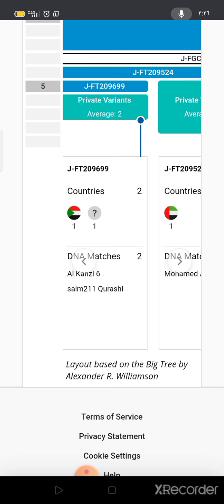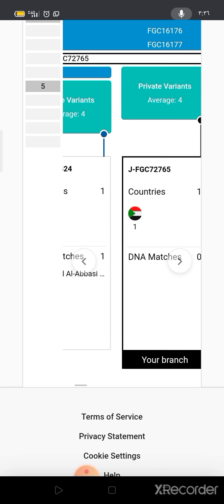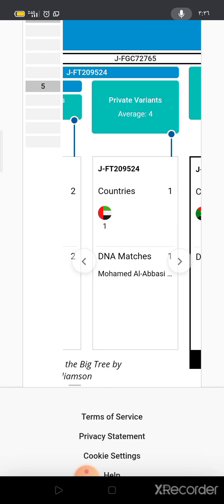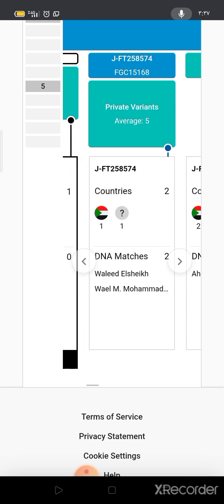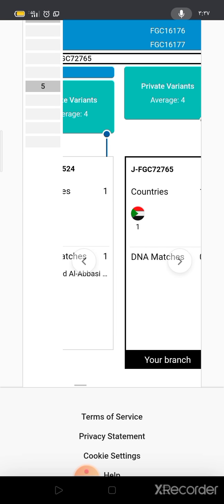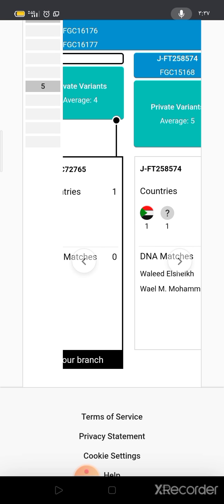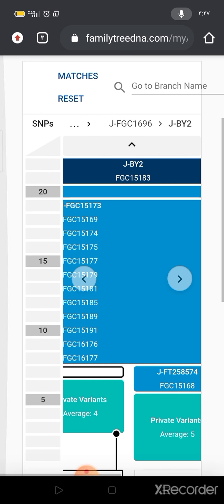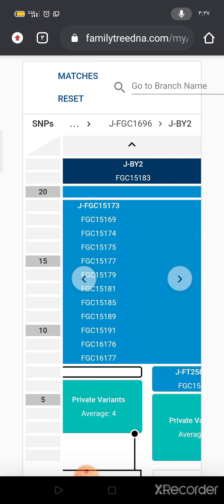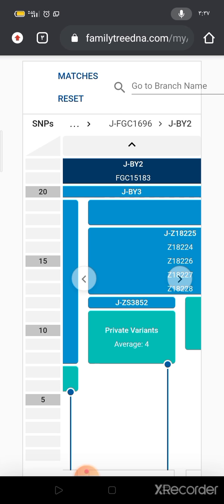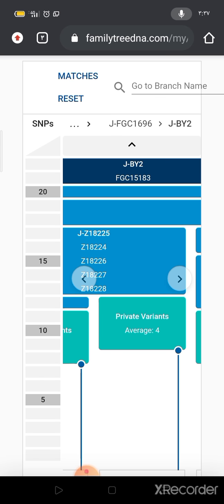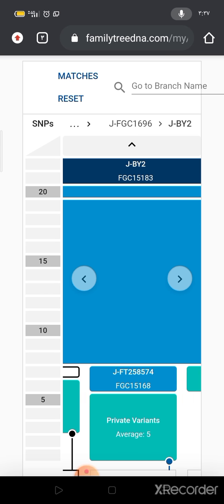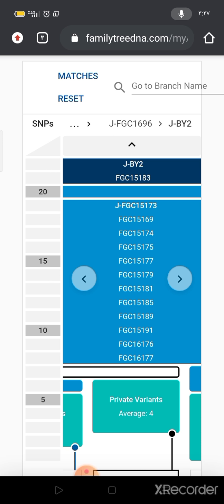And they have different branches here. Then yeah, you can find from my right, from my left, there are branches. These are the closest branches to me, and this is our main branch, FGC 1713, under BY3. But BY3 also has another branch, FGC 38452. Okay. So mainly FGC 1713, this is for my tribe, Jaliin tribe.